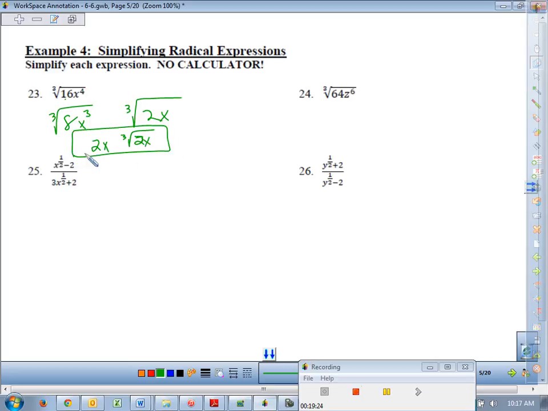All right, go for 24. No calculator. We've got to get better without the calculator. How about 4z squared? Isn't 64 a perfect cube, correct? Isn't z to the 6th the perfect cube? Because power over root, doesn't that come out to be an integer instead of a rational number? Rock and roll. New stuff here.